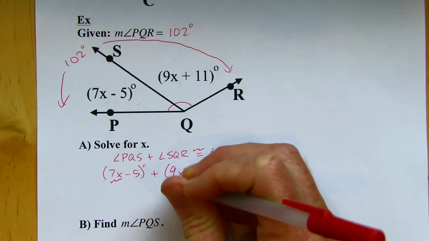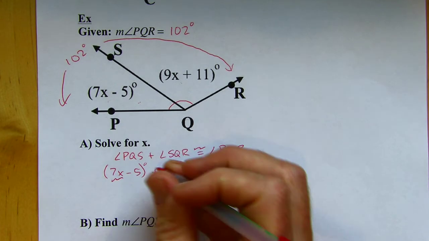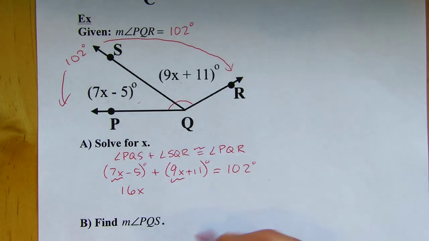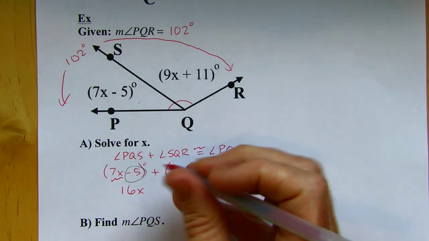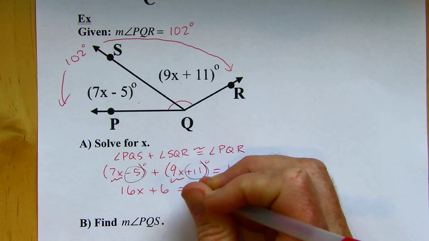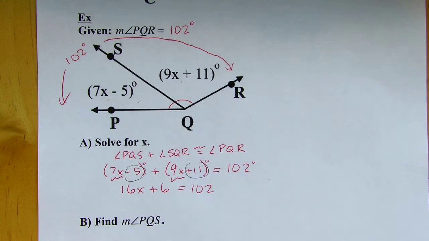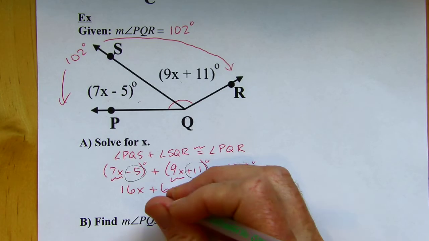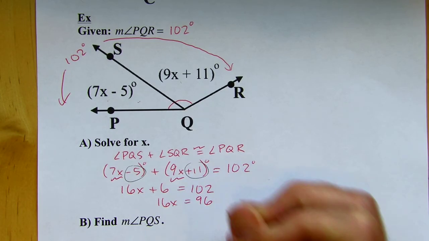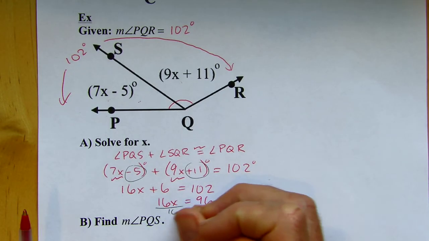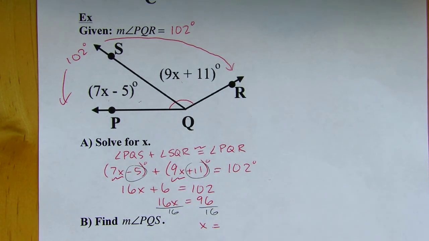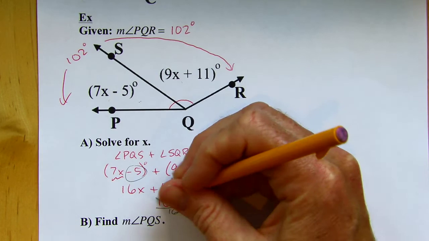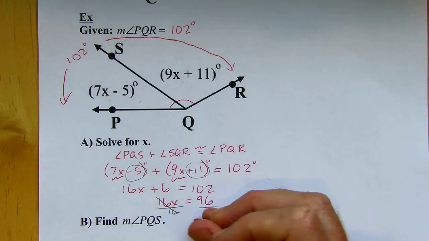So I'm going to combine the like terms. I'm going to add 7x and 9x. That gives me 16x. And then I'm going to add negative 5 and positive 11. That gives me 6. Okay, now I'm going to subtract 6 from both sides. And the last part I'm going to divide by 16. And 96 divided by 16 is going to come out to exactly 6. So that means x equals 6.